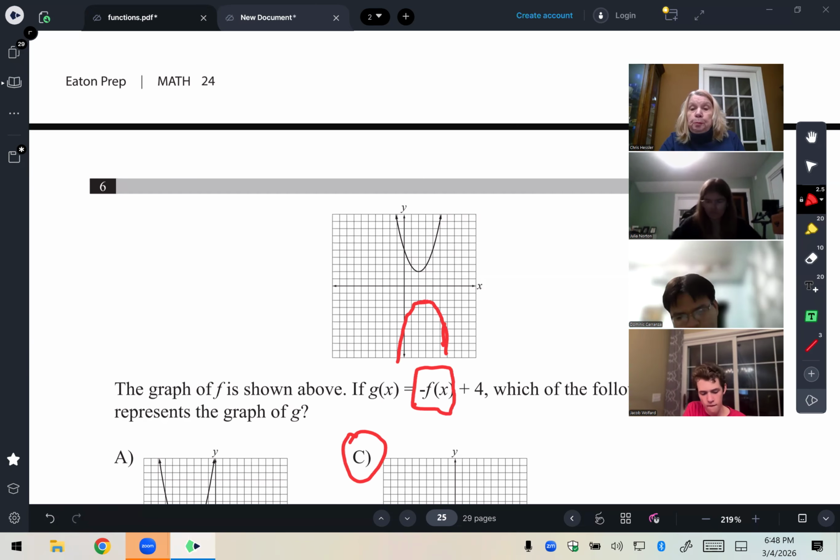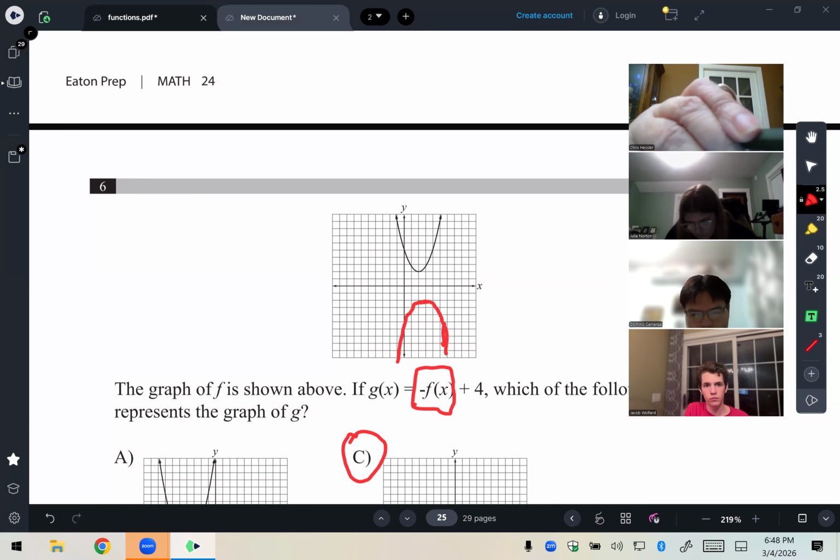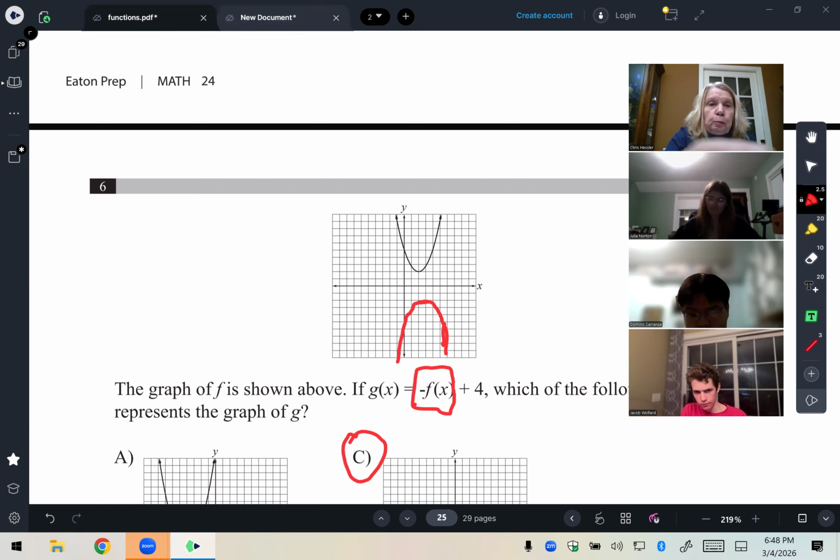Good, Julia. Dominic, good. Jake, good. Okay, let's try one book one. And then we're going to go into something else, thank goodness.